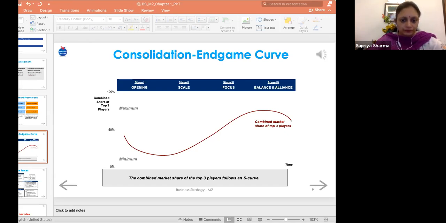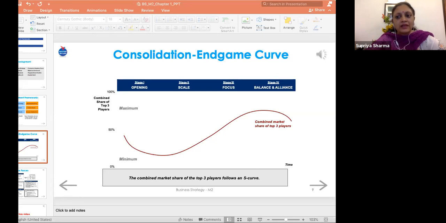Now stage two, which is scaling up. Now I have a considerable amount of market share. That means people know me in the market. I have taken care of all my first mover advantage. I have built up the scale. I have acquired the skills. People know me in the market. And now from here on, I start building up my scale.